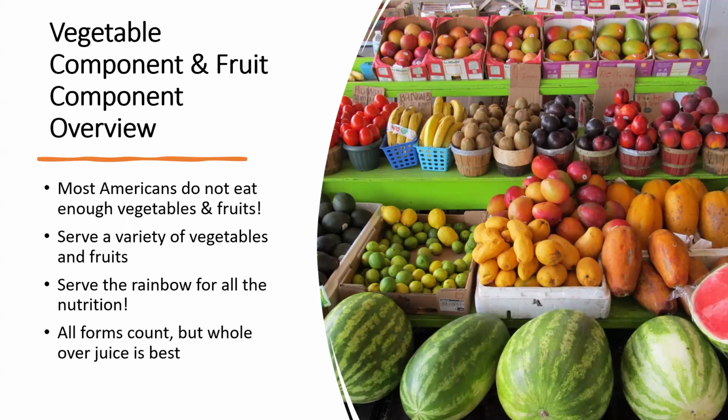We do not, with CACFP, require vegetable subgroups like schools do. However, it's recommended to serve a variety, such as dark green veggies, red and orange vegetables, starchy vegetables, every week. Now, of course, you can choose all forms of vegetables and fruit, such as fresh or canned, frozen or dried. You can also serve juice. However, keep in mind that is not ideal since it does lack fiber compared to whole fruits and vegetables.